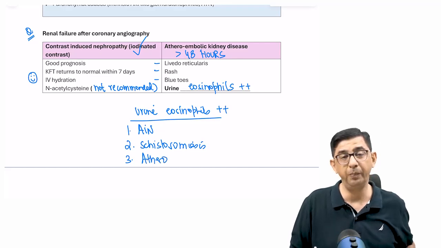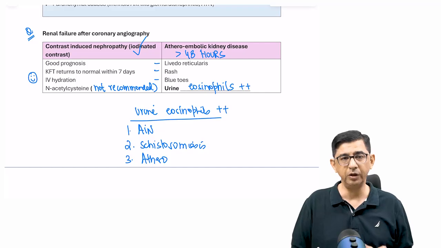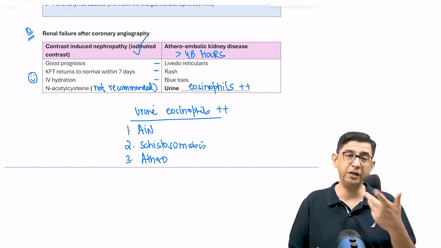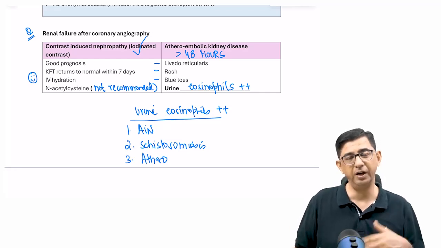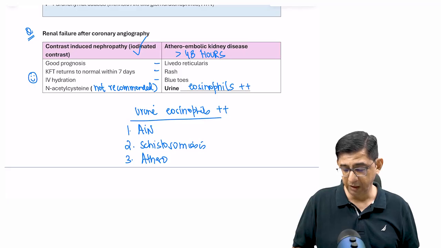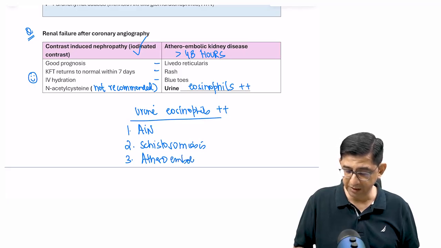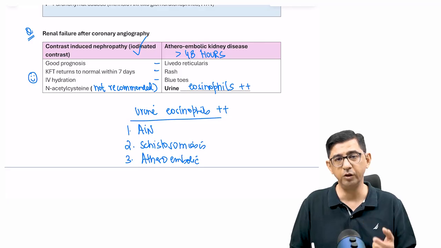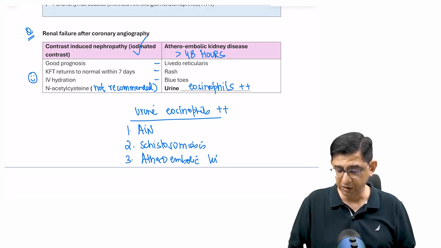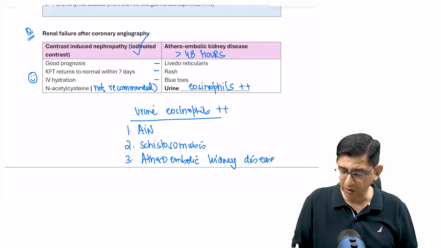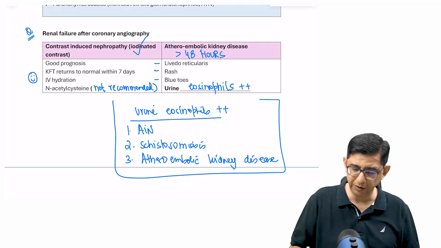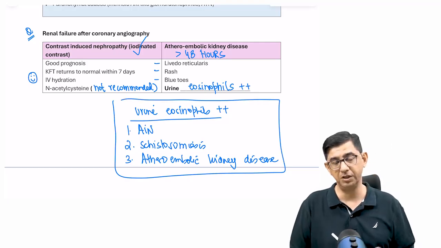In this condition, the baseline KFT will be normal. Another hint: in contrast-induced nephropathy, the baseline creatinine was already elevated. I did not check that the creatinine was elevated and I got an angiography done. But in atheroembolic kidney disease, the baseline serum creatinine is normal. It is after the procedure that we have a significant rise in serum creatinine of the patient. So urinary eosinophils can be seen in the following situations, including a parasitic infestation.